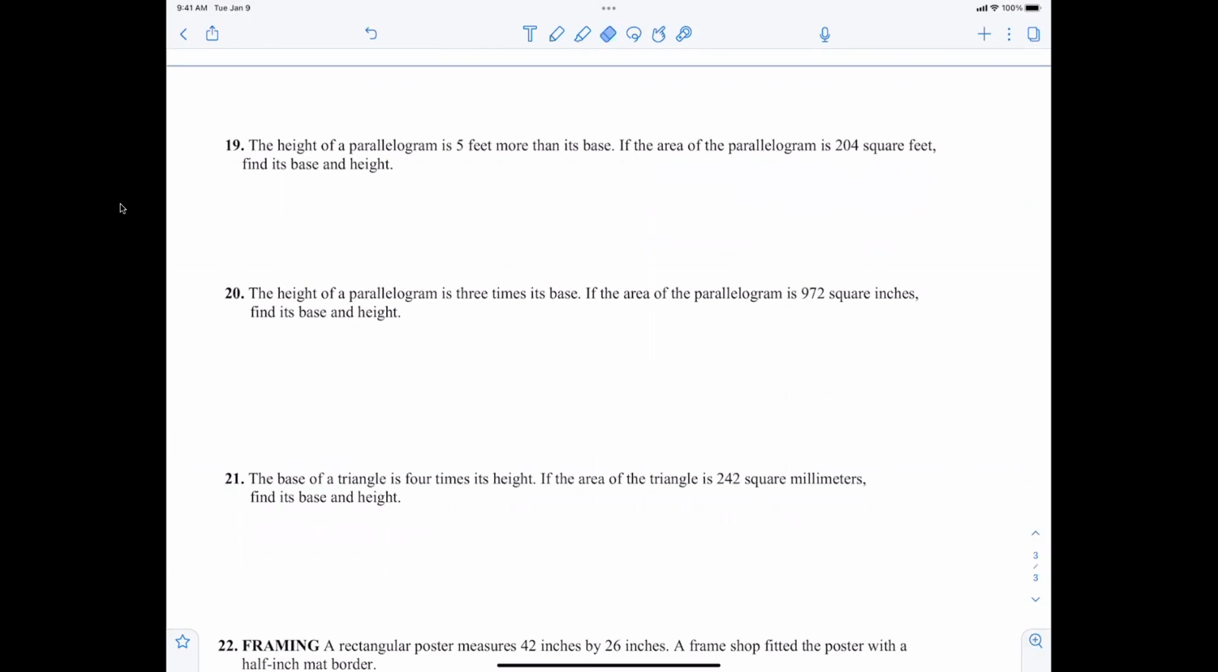All right, the height of a parallelogram is 5 more than its base. The area is 204. Find the base and the height. So now here is our word problem. Formula is area equals base times height, correct? But it says that the height is 5 more than the base, which means base plus 5, correct? Now I can just plug the information in. What is the area again? So 204 is equal to base times base plus 5.